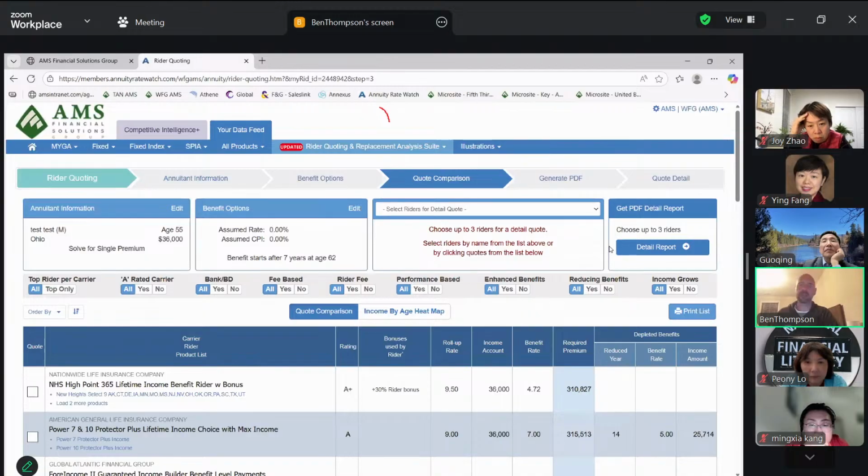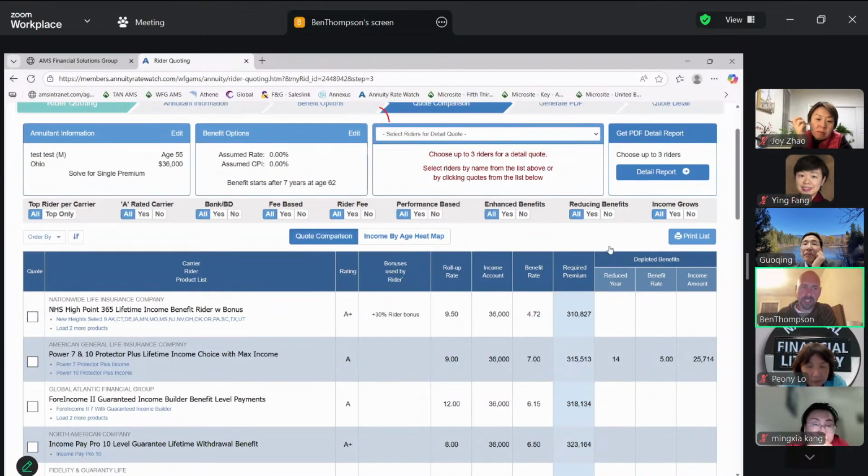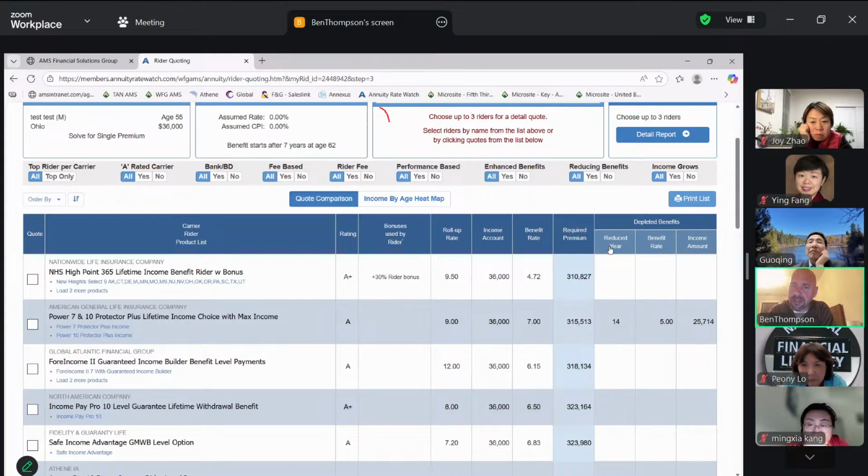It's going to give us the least amount of premium today to the most amount of premium to get to that income target that we're looking for. So not surprisingly here, it's the Nationwide New Heights, and they're saying that they're going to guarantee 36,000 a year if the client can come up with 310,000 and change in premium.